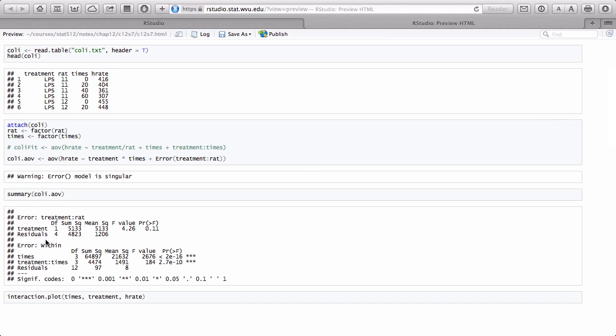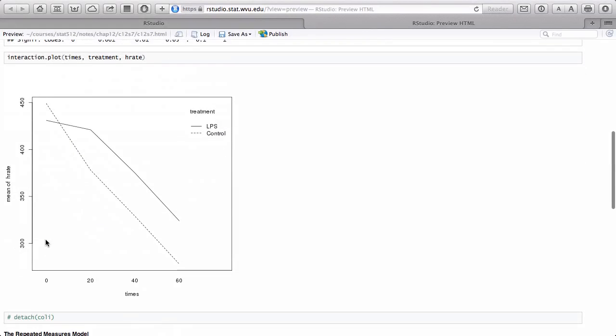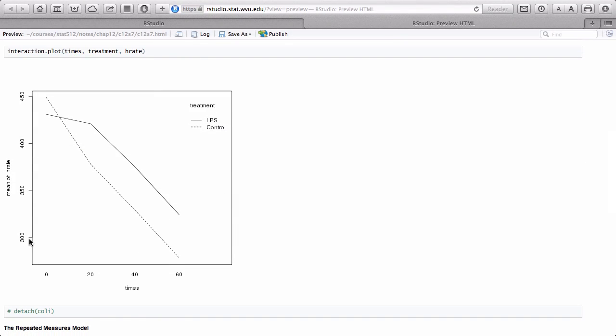And the error term has 12 degrees of freedom. So I'm hoping I have... there's the interaction plot. So that's highly significant. So you can see from 20 to 40 there's a crossing effect. It appears that the control... and that may again just be the randomization. In other words, there's no reason at time 0 it should just be random which one is highest. Do you follow what I'm saying?